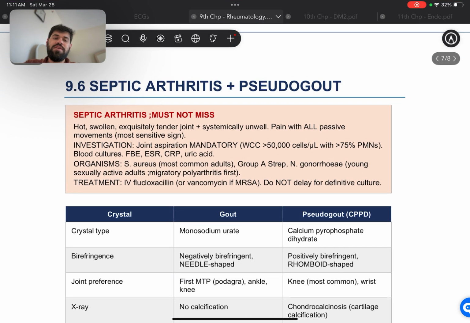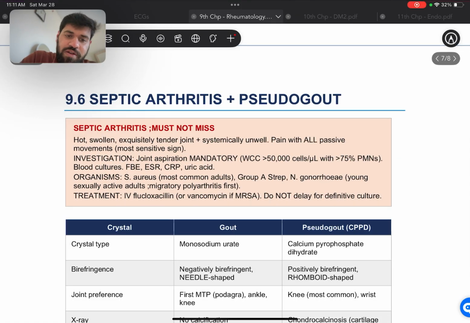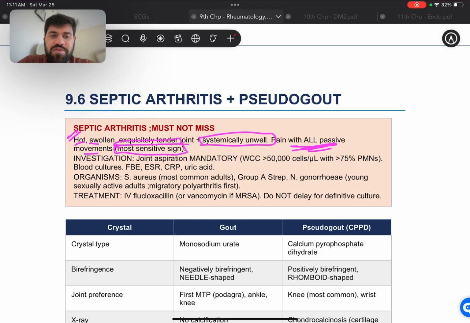And moving on to septic arthritis. We remember that reactive arthritis was sterile. Septic arthritis is not sterile. It's a hot, swollen, exquisitely tender joint, and the patient is systemically unwell as well. There is pain with all passive movement, and this is the most sensitive sign: if you grab the patient and move the joint yourself, the affected joints are still going to be tender.